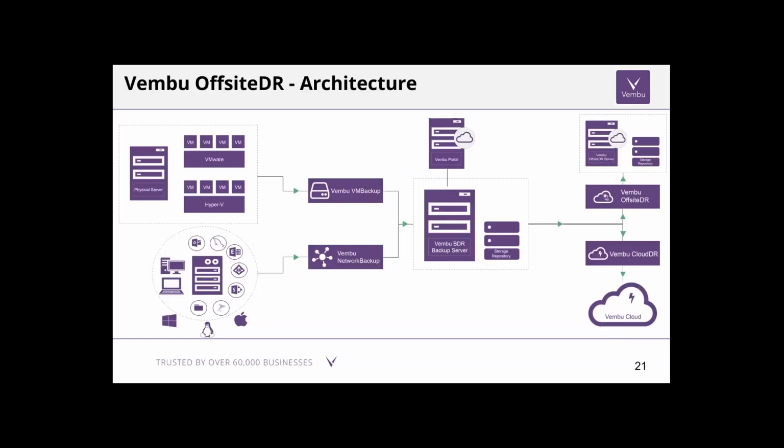Let me show you the architecture of the Vembu OffsiteDR server. Over here, you see there is a location. This is called the Vembu OffsiteDR server, which has a storage repository attached. All your backups, whether physical, virtual, or Hyper-V, are backed up using the Vembu VMBackup proxy to the Vembu BDR backup server. And immediately it will send an offsite copy to your location.